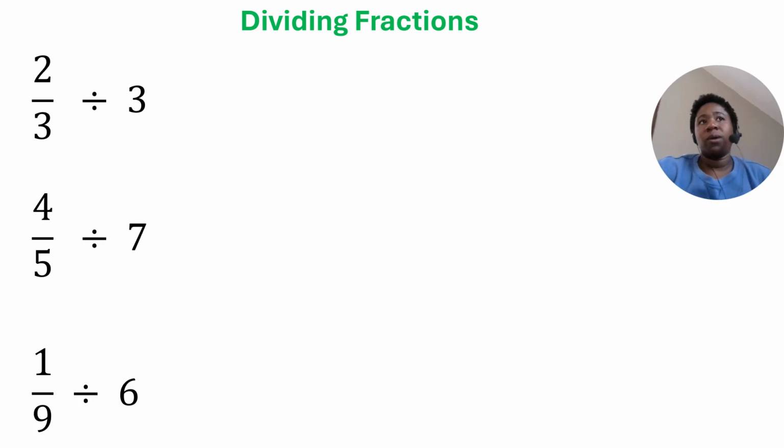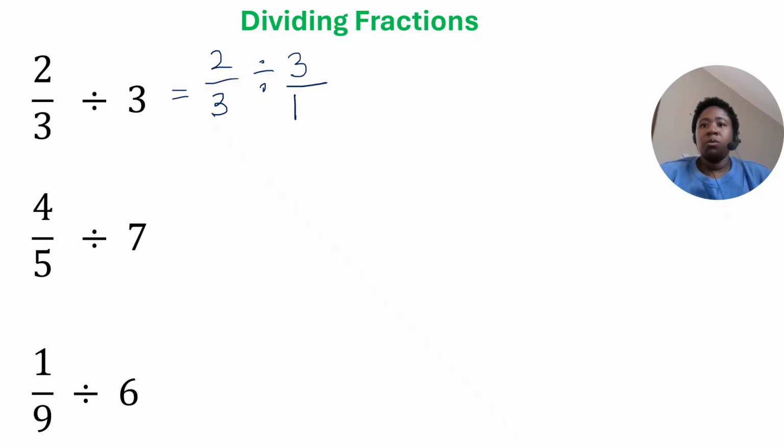So the first question is 2/3 divided by 3. And the first thing I'm going to do with this question is make the whole number a fraction. We can make whole numbers fractions by dividing them by 1 because any number divided by 1 is essentially itself. So we're keeping the 2/3 and we're making the whole number a fraction by giving it a denominator of 1.